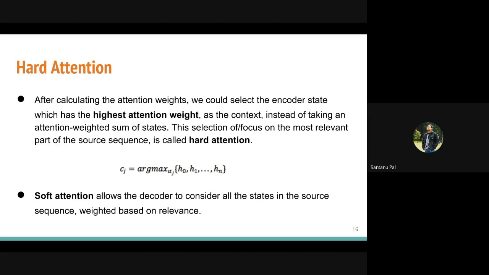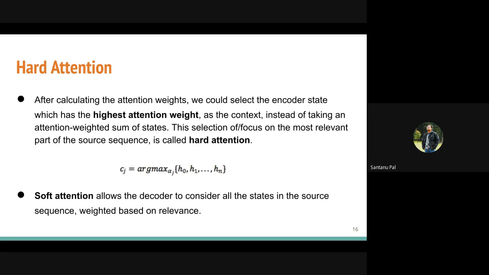So now start with hard attention. Assume that we have calculated the attention weights, as we discussed before. Now we could select the encoder state which has the highest attention weight, and these weights will be used in the context.